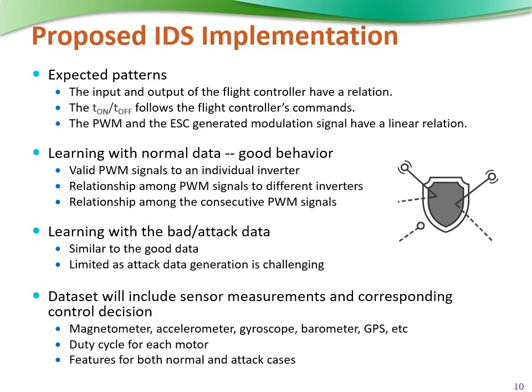We will learn using the normal data, and if we consider PWM signals, we can talk about three different kinds of data sets, three different kinds of training. The first kind can be the valid PWM signals. The second one is the relationship between PWM signals to different inverters, that is, different motors. And lastly, we can talk about the consecutive PWM signals, the relationship they have between different time frames.